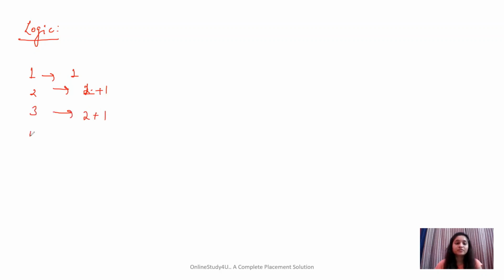Now for 4, I can take 2 plus 1 plus 1. See why I'm taking this: with this I'll be able to make 1, 2, 3 and 4 also. Now moving on to 5, I can take 2 plus 2 plus 1. This can be one of the patterns. If I see this, 2 plus 2 is 4, 2 plus 1 is 3, 2 is 2 and 1 is 1.